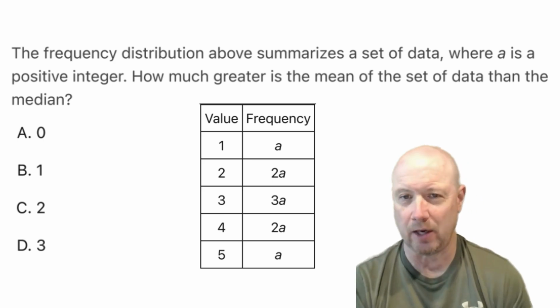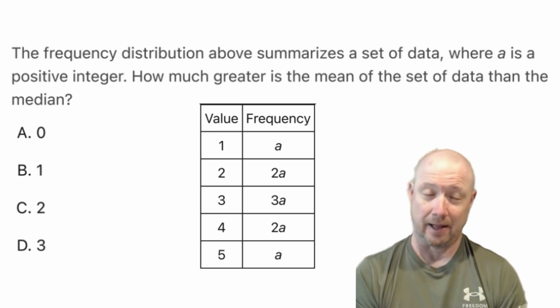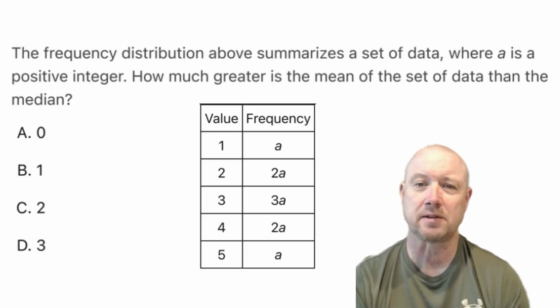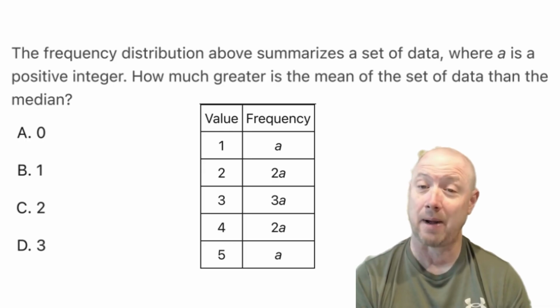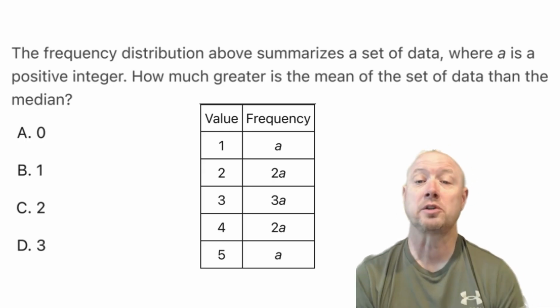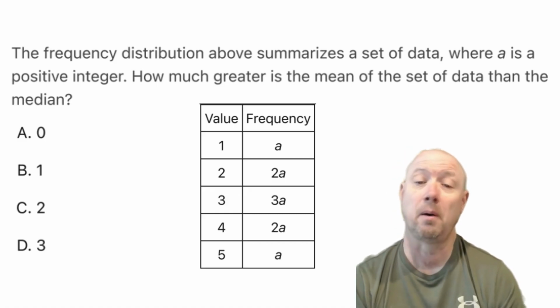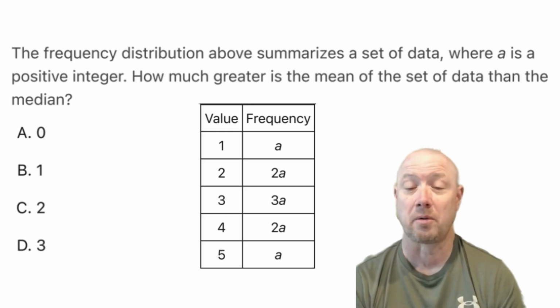All right, in this video, I'm going to go over an SAT problem that's considered hard, but I think once you know the concept, you're not going to find it that difficult. It says the frequency distribution above summarizes a set of data. Actually, mine is below here, where A is a positive integer. How much greater is the mean of the set of data than the median? Is it A) 0, B) 1, C) 2, or D) 3?